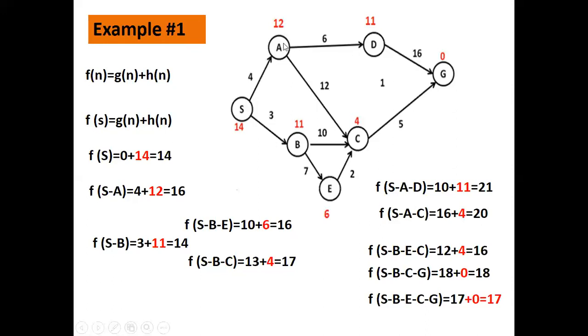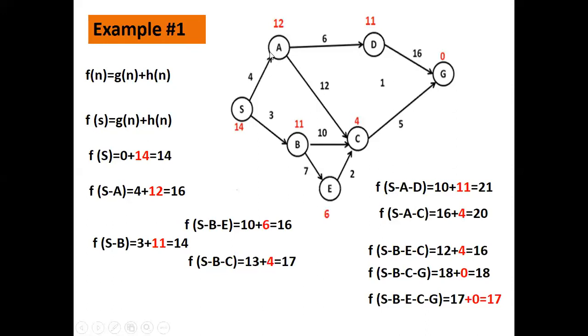Now S to A, we'll again have two paths. We have A to D and we have A to C. So now when you're moving from A to D, what is the actual cost? So you have S, A and D. From S to A it is 4. From A to D it is 6. So total is 10. Then, what is the estimated cost of D? Estimated cost of D is 11. So what is the total cost? Total cost is 21. Is it clear?